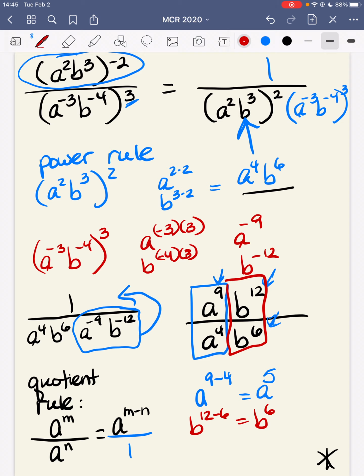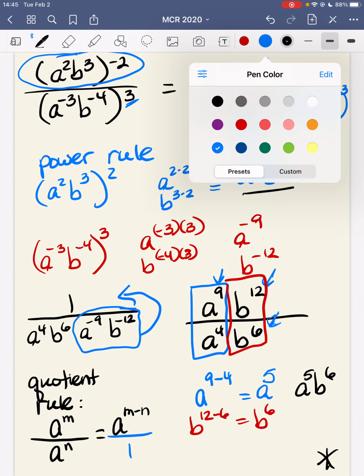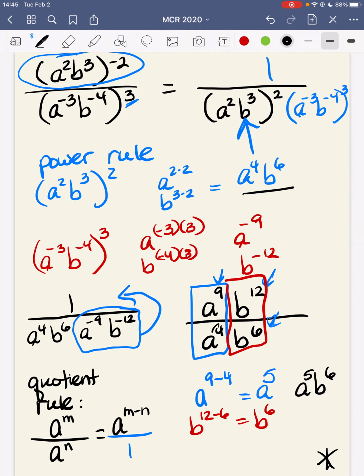And so my answer is actually going to be a to the 5th, b to the 6th, and it'll be over 1. And the reason why it'll be over 1 is, notice my exponents in the denominator, these guys, are smaller than my ones in the numerator. And if you write this over 1, it's not incorrect. But this is what we're going to work with again.